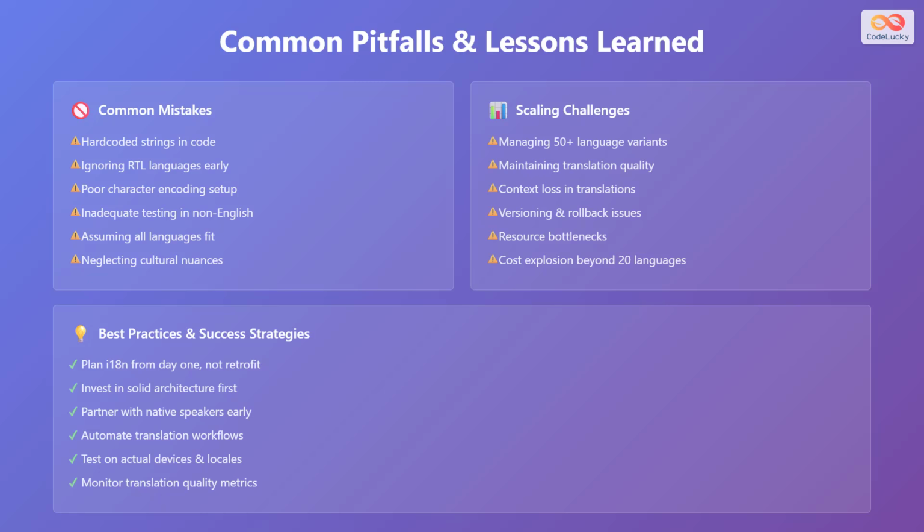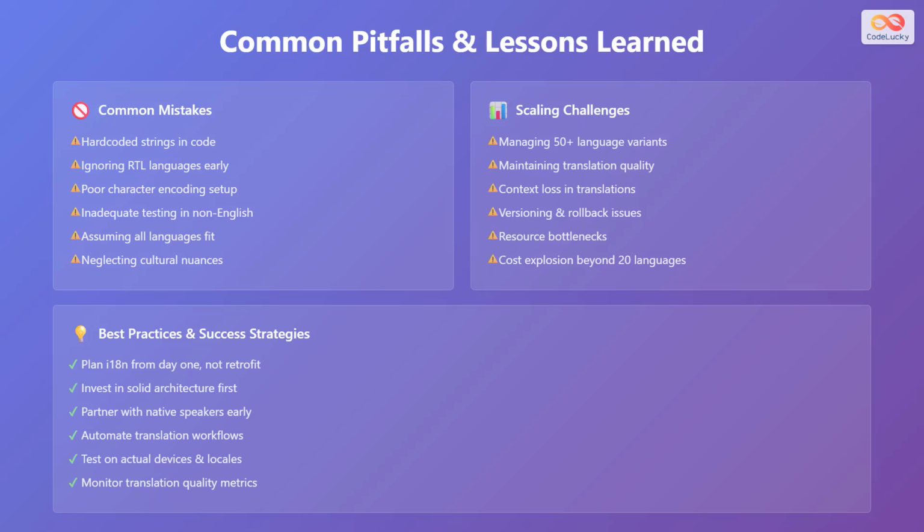Learning from others' experiences helps you avoid costly mistakes. Common mistakes include hard-coding strings directly in code instead of using external files, ignoring right-to-left languages until late in development, poor character encoding setup from the start, inadequate testing in non-English languages, assuming all languages fit in the same space as English, and neglecting cultural nuances beyond simple translation.